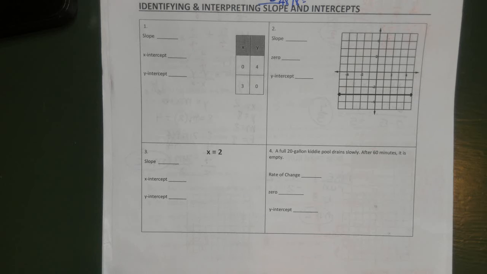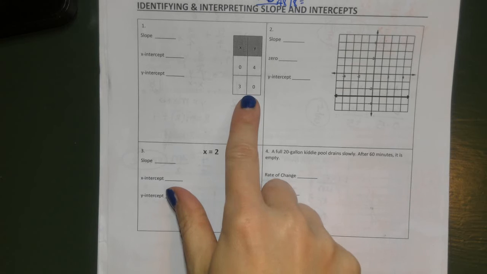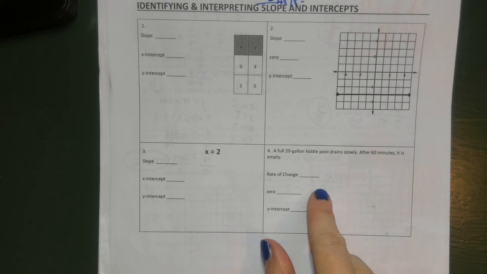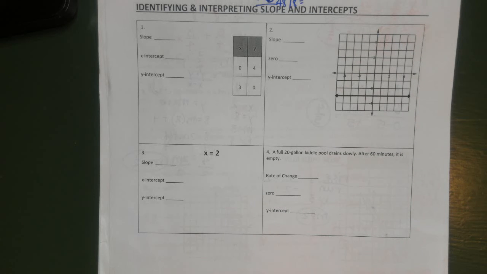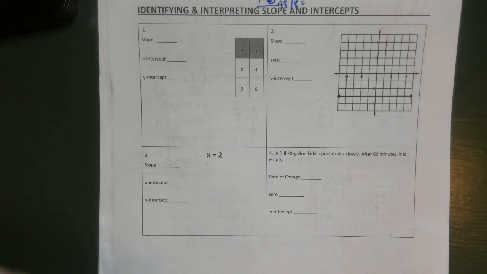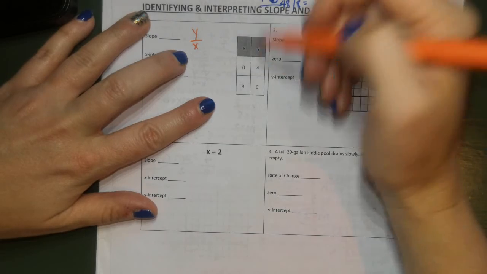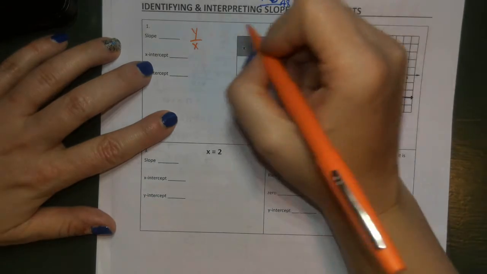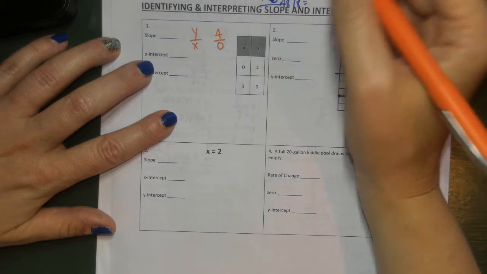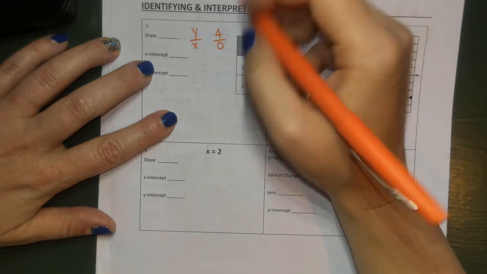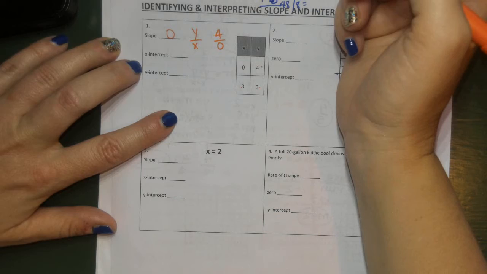Finally, the last section for what we're doing today is identifying and interpreting slopes and intercepts. So just by 4 different ways. We have a chart here with data, we have a line, we have a value, and then a word problem. So here, remember, slope is always your constant, which is y over x. So y over x, 4 divided by 0, y divided by 0. So it's 0, okay.